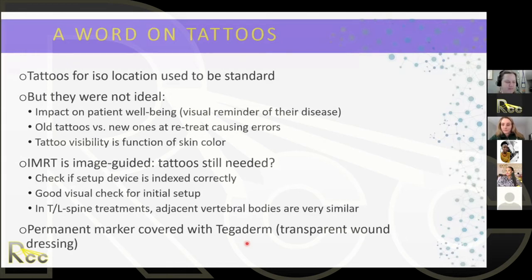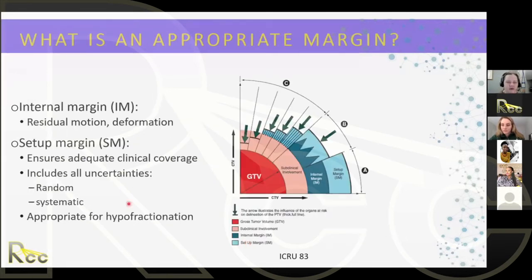Appropriate margins, I wanted to say a word on that before we jump into respiratory motion. The quality of your simulation has a big impact because it affects your setup margin. If you have your gross tumor volume and then some subclinical involvement that you're covering, you will then create some internal margins, which I'll talk about a little later, based on the residual motion of the tumor on respiration. But there's also a setup margin that ensures that we have adequate clinical coverage, and that includes all uncertainties of your simulation and treatment setup.